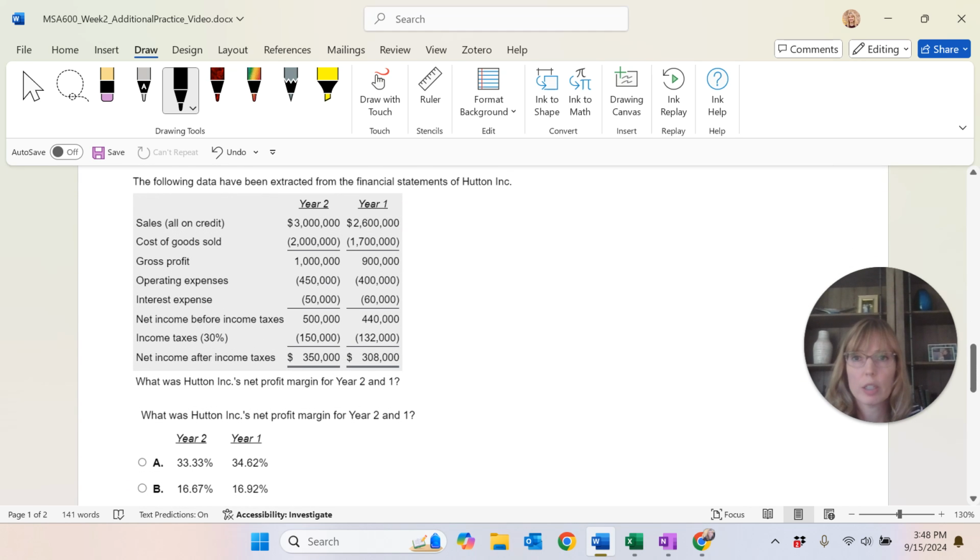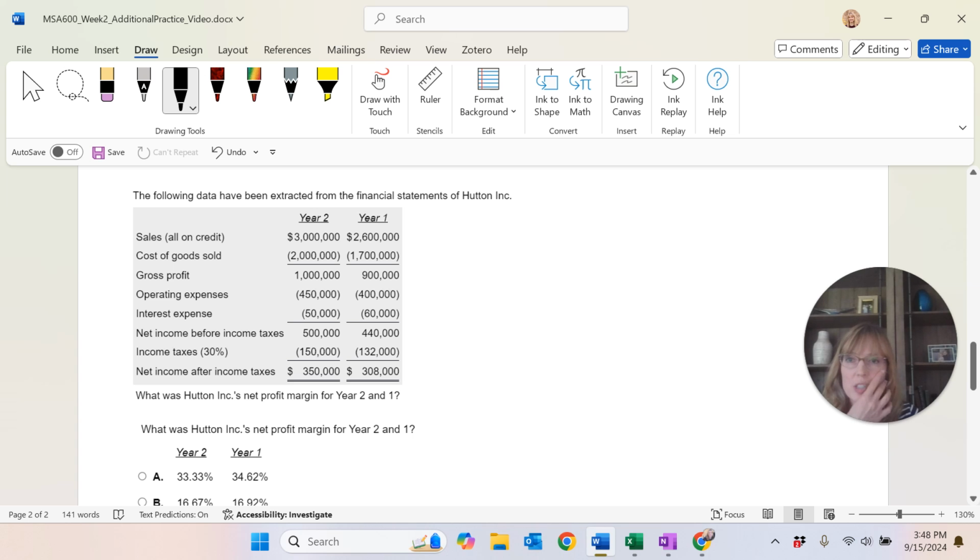Next question, this is taken directly from Becker CPA review material. The following data has been extracted from the financial statements of Hutton Inc. We have an income statement, and we're asked what is the company's net profit margin for year 2 and for year 1. Okay, so we know that our net profit margin is equal to net income divided by net sales, year 2. Easy problem as long as we've memorized this formula.